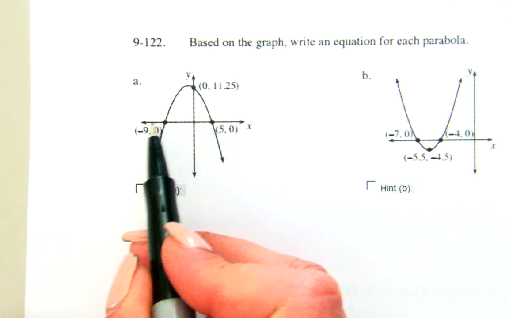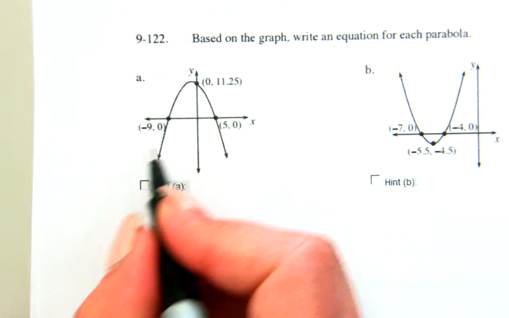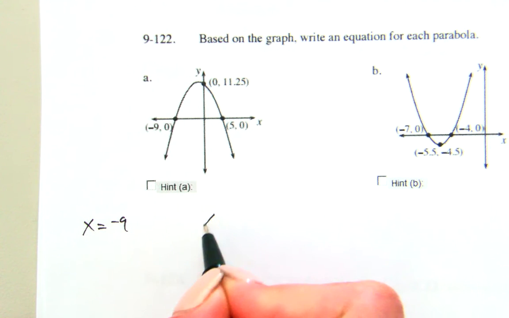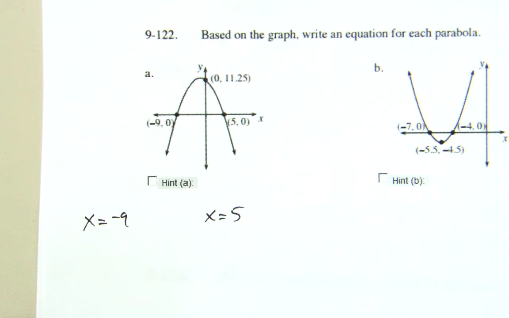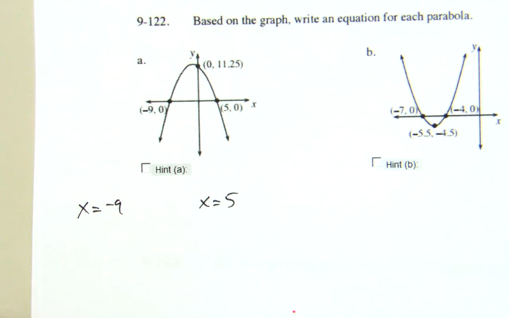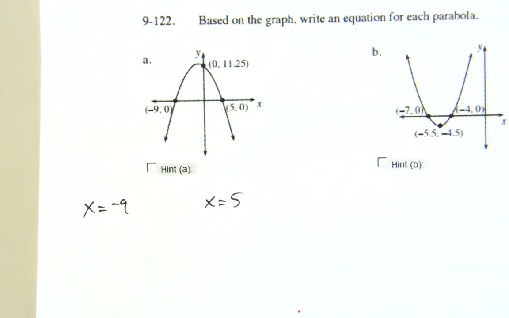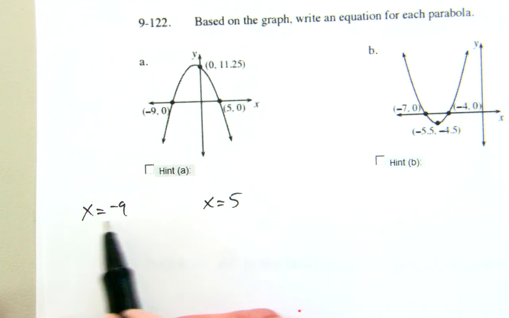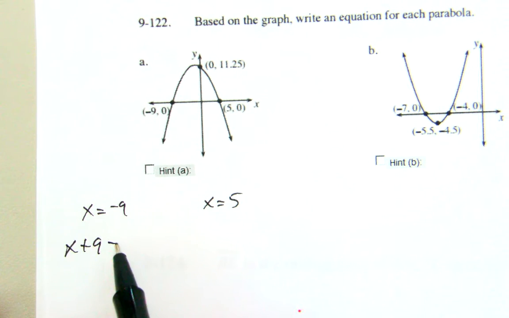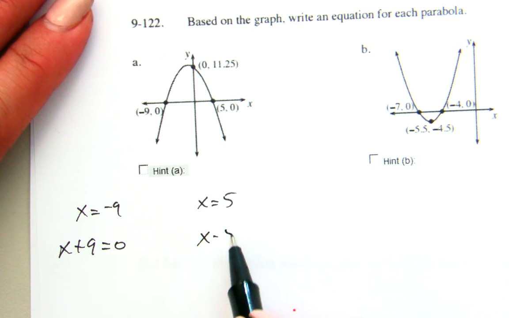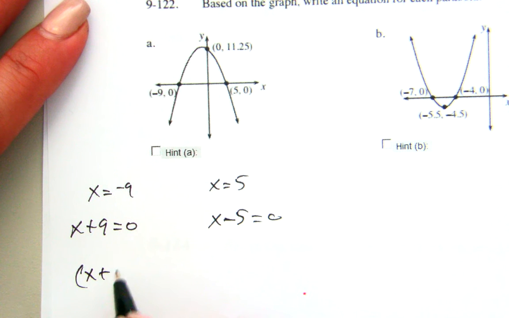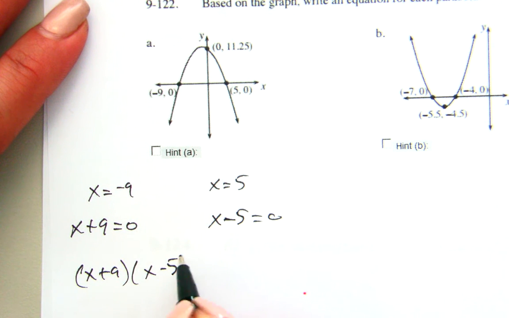Your x-intercepts are -9 and 5, so x is equal to -9 and x is equal to 5. We're going to work this the first way that you ever learned to find the equation of a parabola, just from knowing the x-intercepts. We add 9 to both sides and you get x plus 9 equals 0, and x minus 5 equals 0. This came from x plus 9 times x minus 5 equals 0.